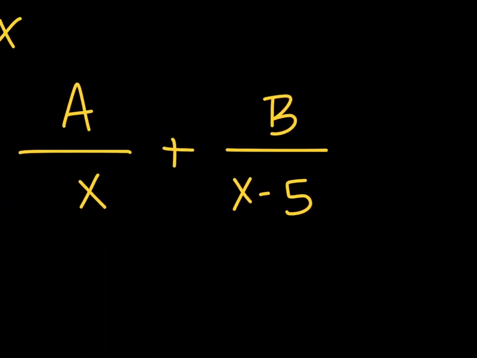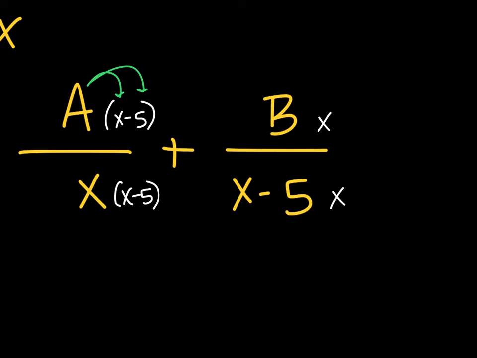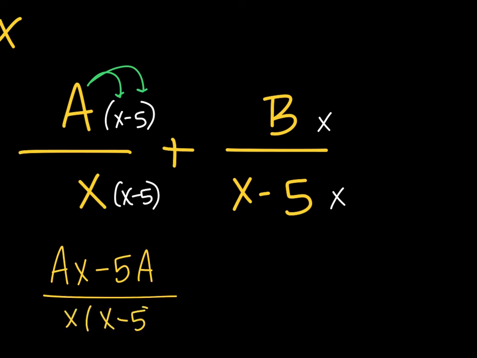Now I need common denominators. So what does the first partial fraction need? Not negative 5. It needs x minus 5. You can't just subtract something. You've got to do it by multiplication. And what does the second partial fraction need? Just x. So I only have to distribute my A. So I end up with ax minus 5a over the common denominator, x times x minus 5. And I end up with bx over x times x minus 5.